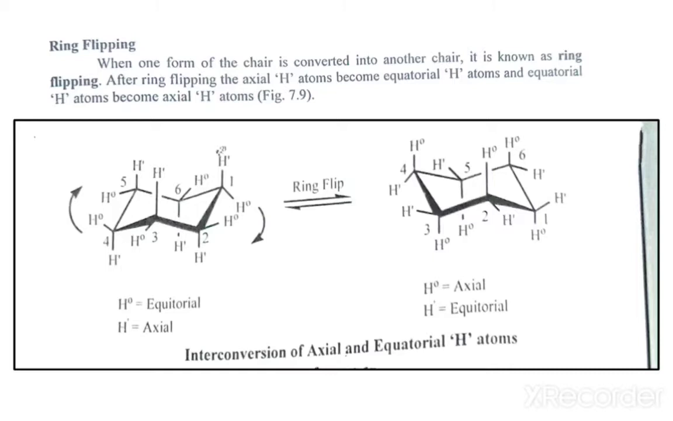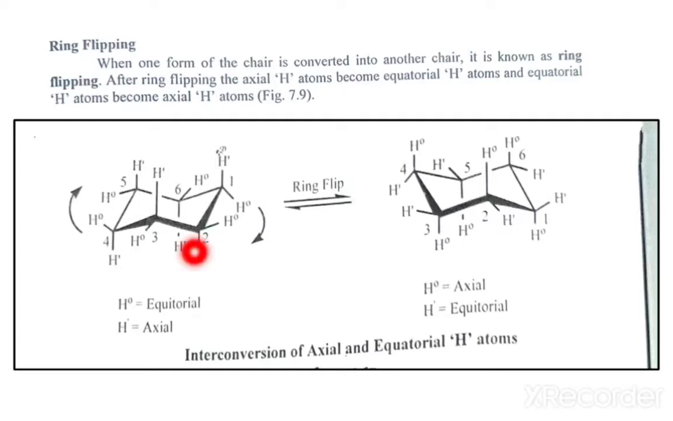And after ring flipping, this is the most important: the axial hydrogen atoms become equatorial. I am repeating, the axial hydrogen atoms become equatorial hydrogen atoms, and equatorial hydrogen atoms become axial. This is the most important. That means when you perform ring flipping, the axial hydrogen atoms are converted into equatorial, and the equatorial hydrogen atoms are converted into axial.